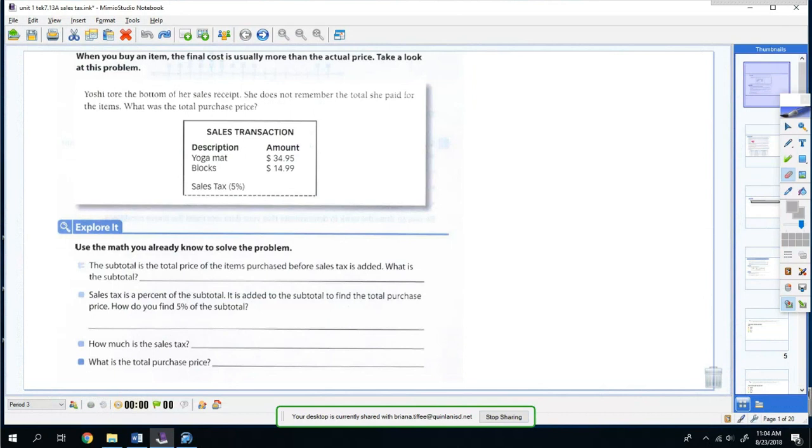Well, to be able to do that, we first have to figure out what's called a subtotal. The subtotal is the total price of the items purchased before sales tax. The way you would find the subtotal is you would take these items and add these amounts together. So you do 34.95 plus 14.99, and when you add them together, you get 49.94.